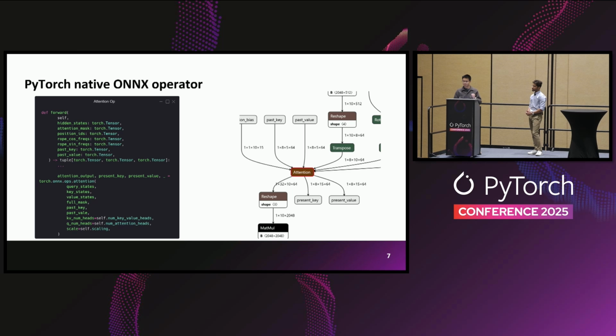Here in an example, I'm using the ONNX attention operator in my forward function, and I'm able to get the attention op in the graph on the right. This can save you the hassle of running fusion down the road because they're already fused. We only implemented this for larger ONNX ops like attention and rotary embedding, and they're available to you in PyTorch 2.9.